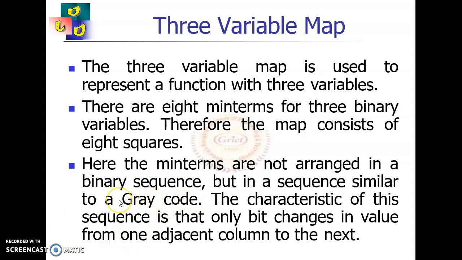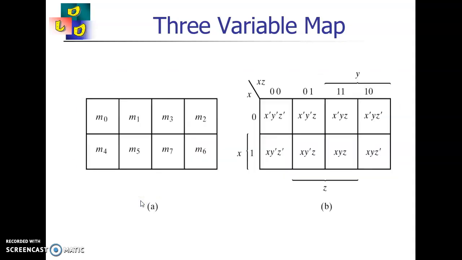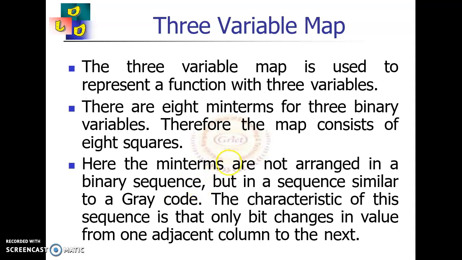What is a gray code? We have discussed gray code in unit 1. Gray code is also known as a reflected code, meaning if you take the difference between two consecutive numbers, the difference between the previous number and the next number is only 1 bit; a 1 can be turned to a 0 or a 0 can be turned to a 1. So whenever you want to arrange a 3 variable map with 8 minterms, we arrange according to the gray code sequence. How we arrange it, we will see in the example.